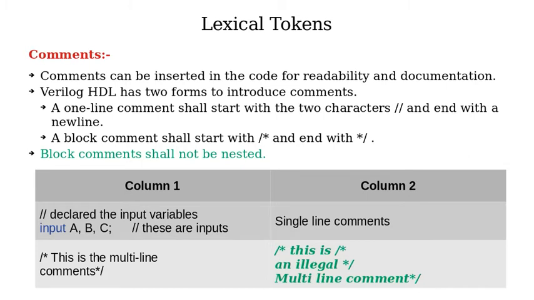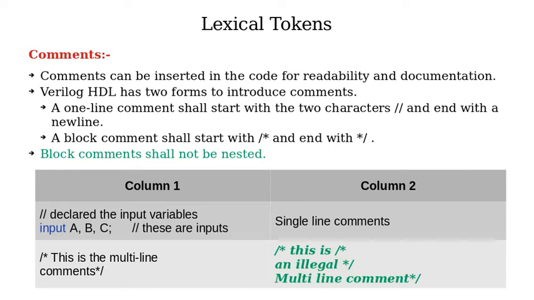Another lexical token is comments. The main use of comments is to increase the readability and documentation of code so that the user can understand the purpose of the code. Verilog has two types of comments and both are similar to C language. Single line comments start with two slashes and end with a new line. Second is the multi-line comment. It starts with slash asterisk and ends with asterisk slash.